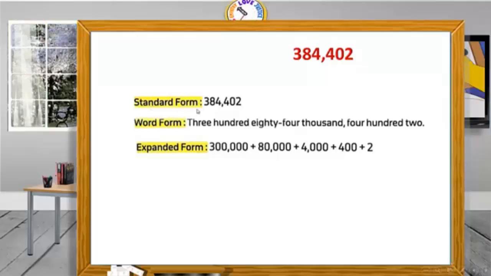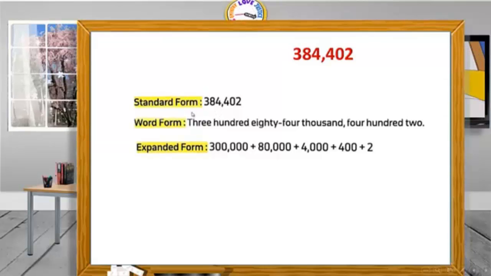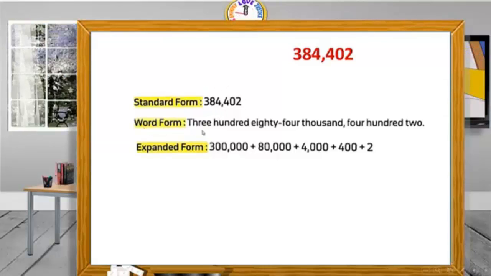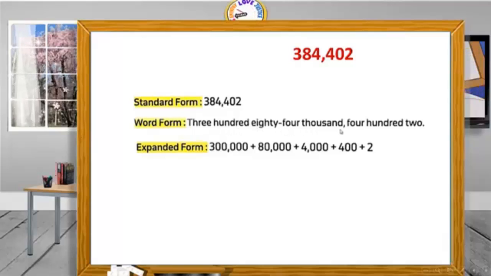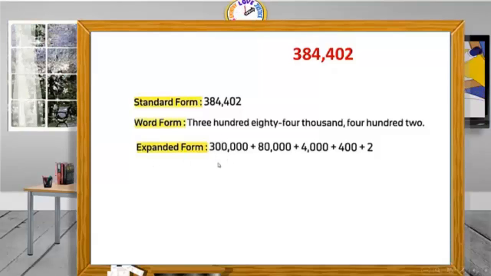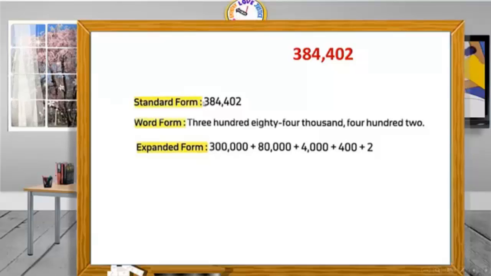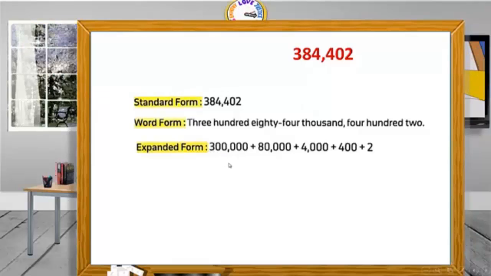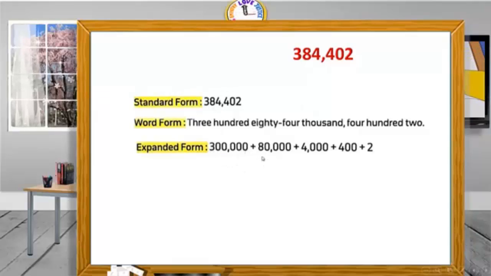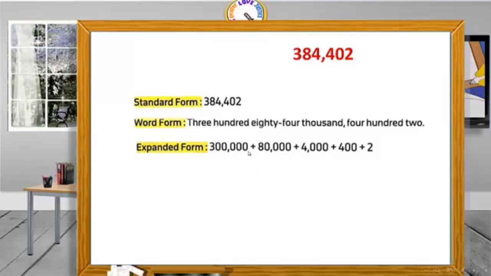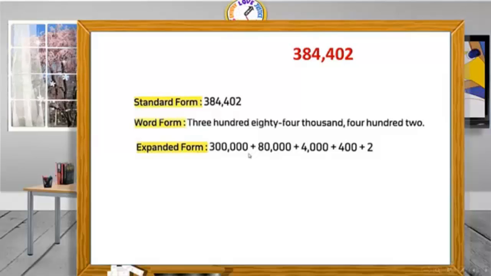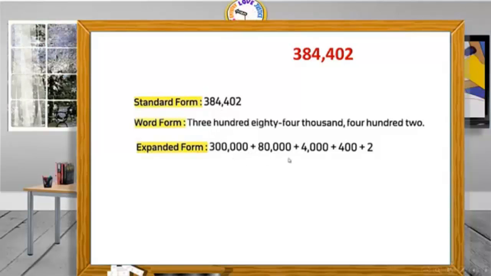Okay, standard form like this. This is a standard form. We know it from grade 3. We have a standard form, word form like this, 384,402. Expanded form: write the value of each digit. 3 in which place? 3 in 100,000. So you should write 300,000. 8 in 10,000, so you should write 80,000. Or you can put 3 and all digits after 3 as 0. Write zeros instead of digits.